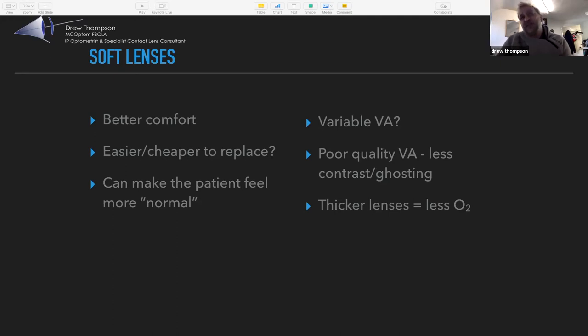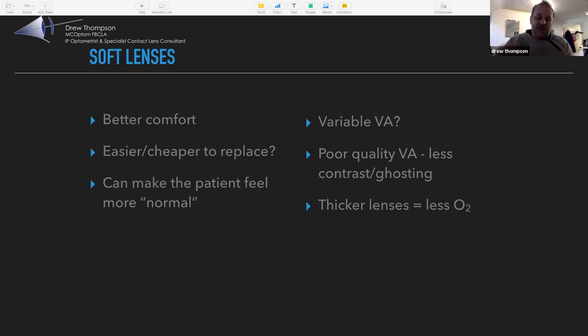The disadvantage can be that the vision can be variable. It can be good one minute and poor the next. So it depends on how much that occurs and whether the patient can deal with that.